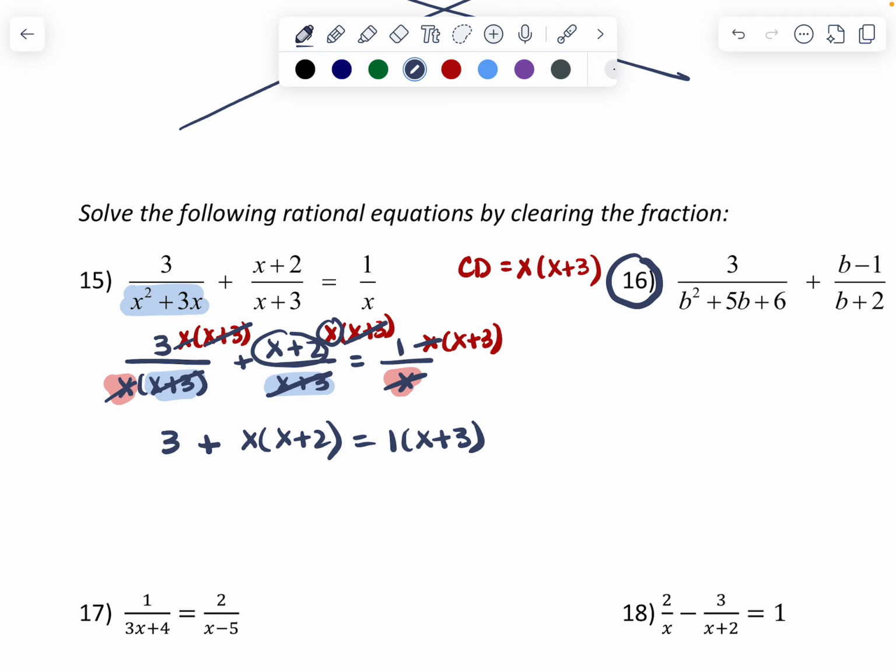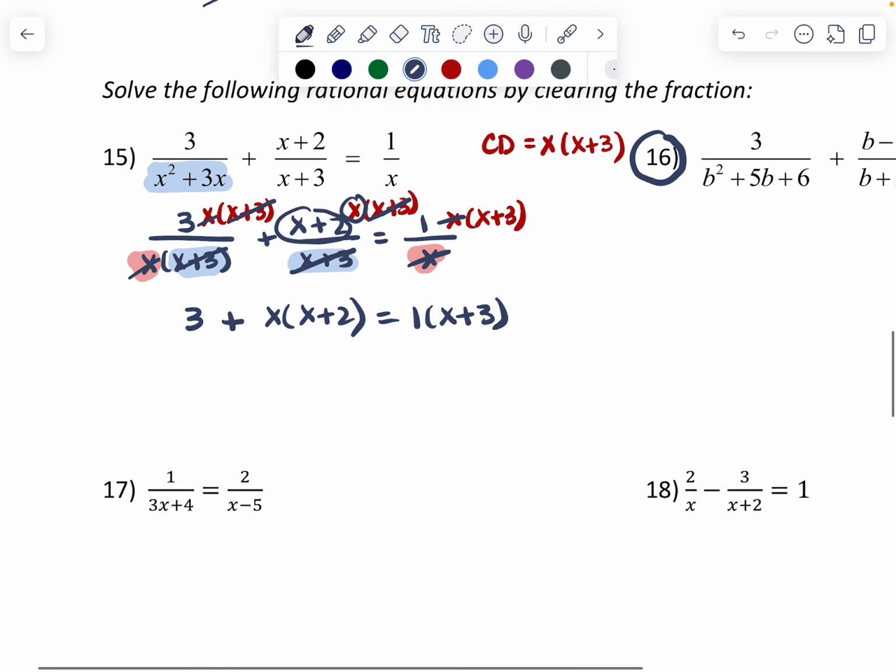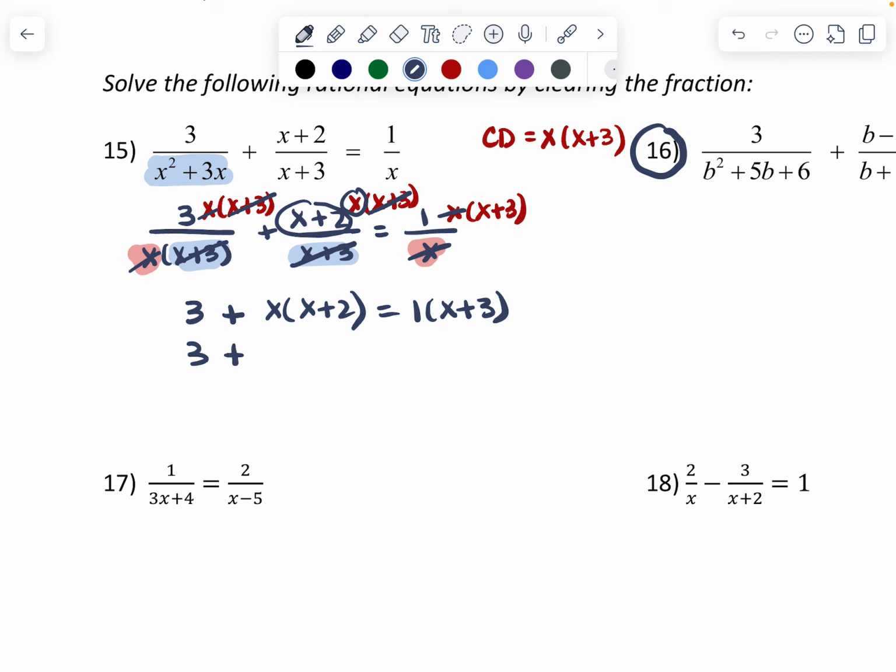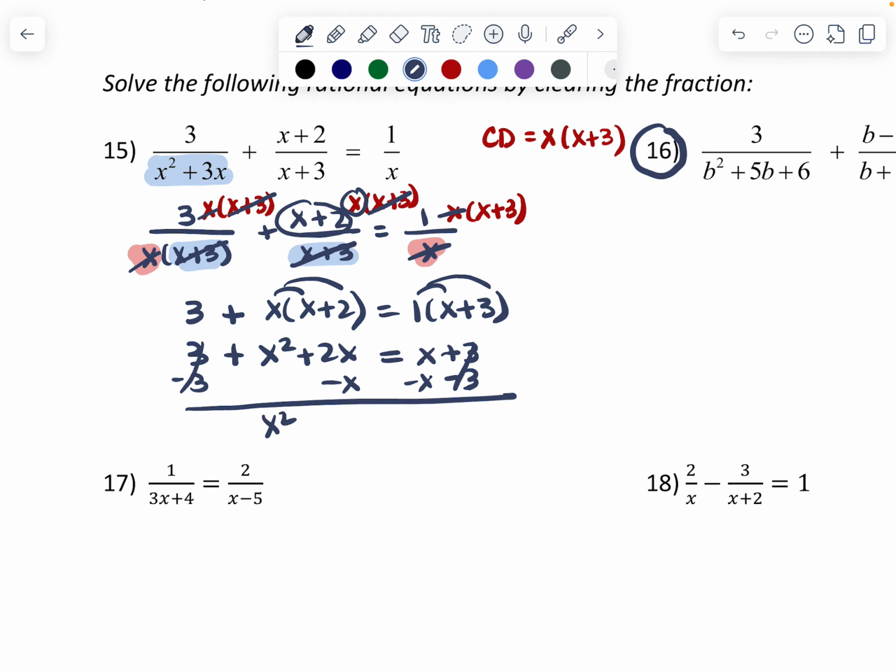Now it's just a linear equation, kind of like number 1. So let's go ahead and do this. I'm going to have 3 plus, if I distribute the x, that gives me x squared plus 2x equals, distributing the 1, that's kind of silly, x plus 3. Okay, now let's go ahead, because there's an x squared, let's set it equal to 0. If I subtract 3 from both sides, the 3's cancel on both sides. If I subtract x on both sides, this is interesting. I'm going to get x squared, 2x minus 1x is 1x. And x minus x is 0.